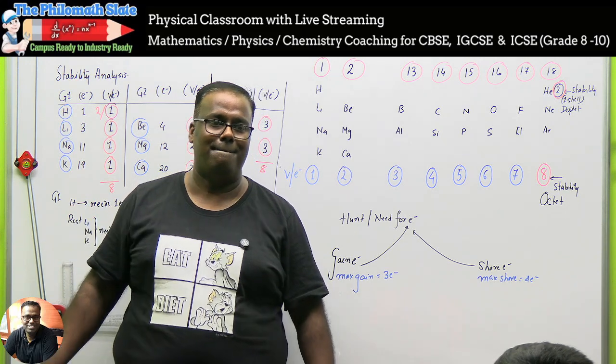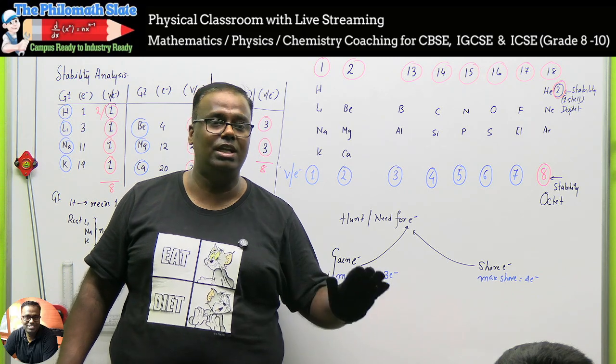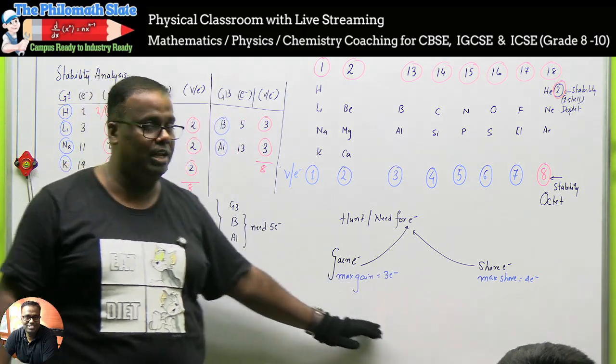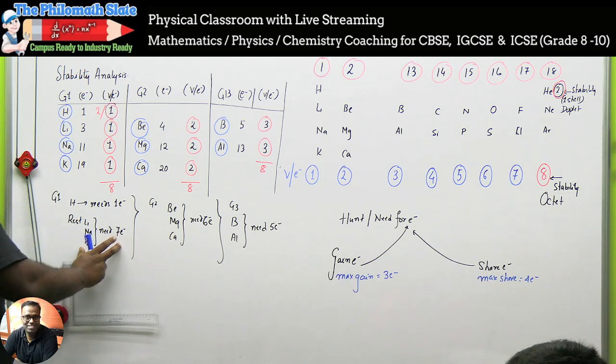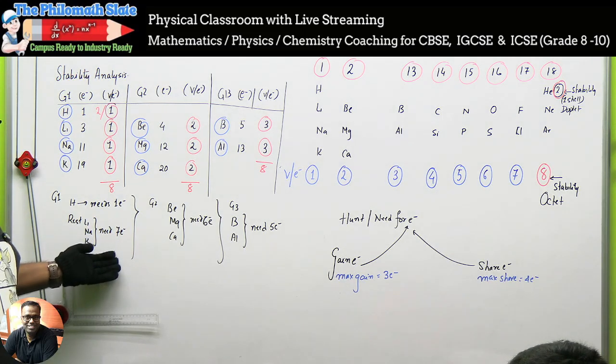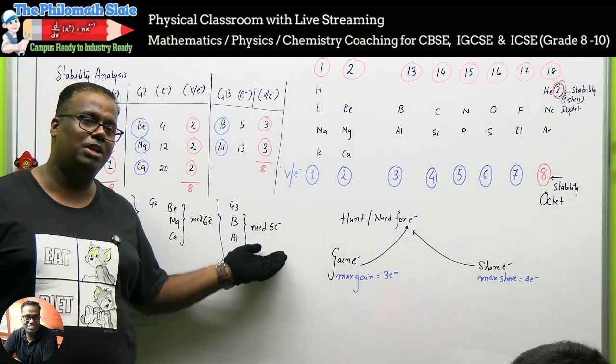So both of the elements have the same number of electrons. No, it's not the same number of electrons. We have to see the nature. Right now we'll see for gain. So how much is the maximum gain? 3 electrons. Does gaining 3 electrons make it an inert gas? No.